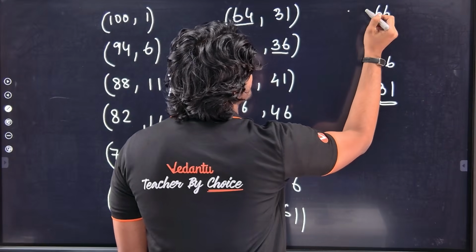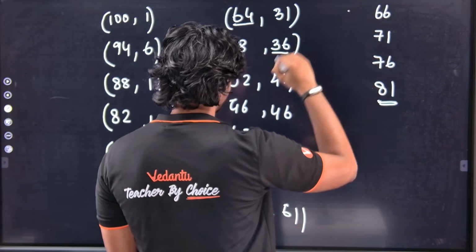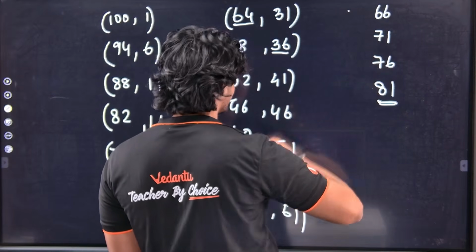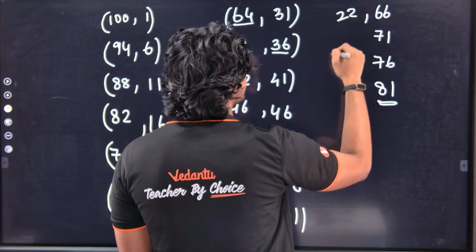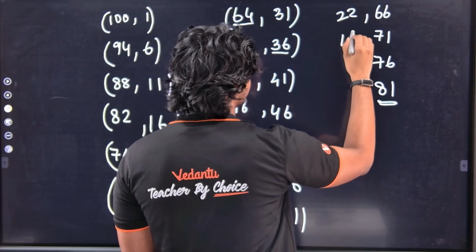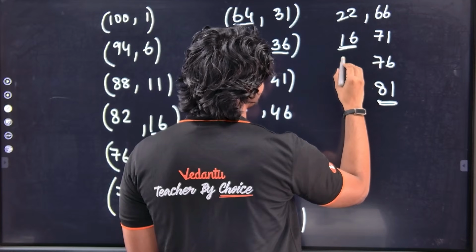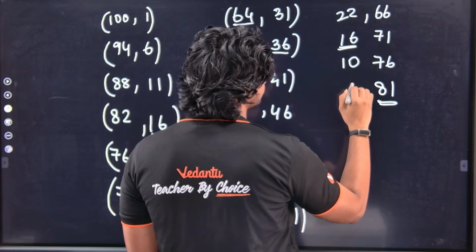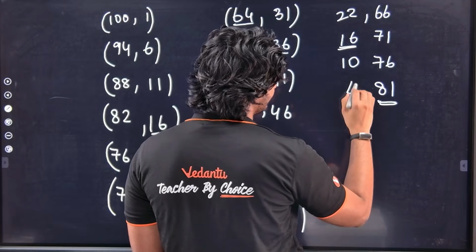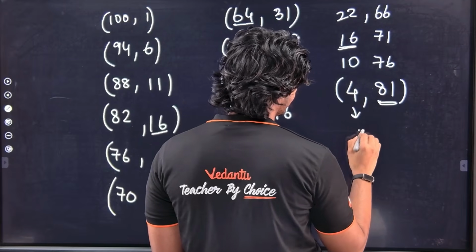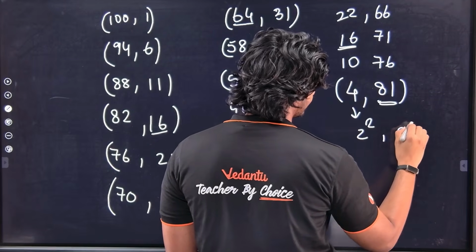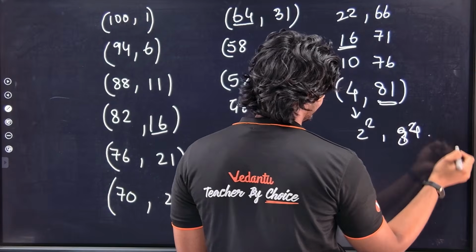All right. So what is the last one? What is the next one? 22 and 16. Again missed by one of those. 10, 4, 4, 81. That works, right? So it is 2 square and this is 9 square or 3 power 4 or whatever.